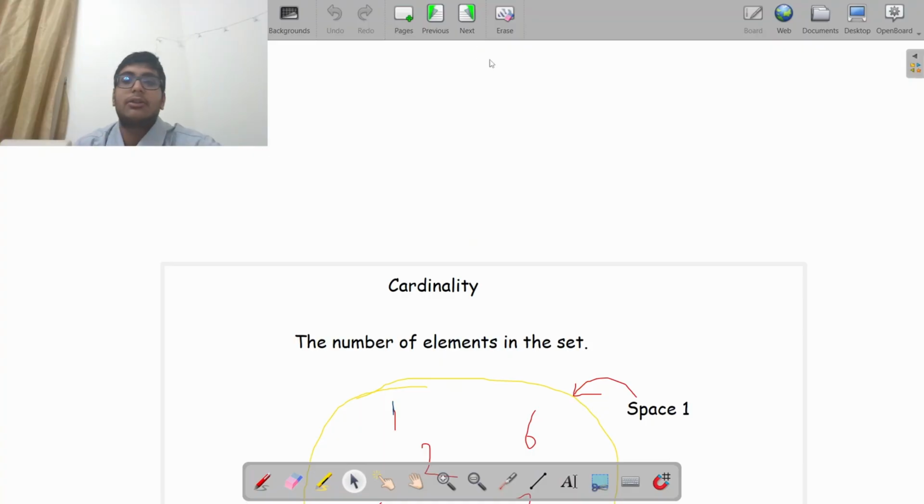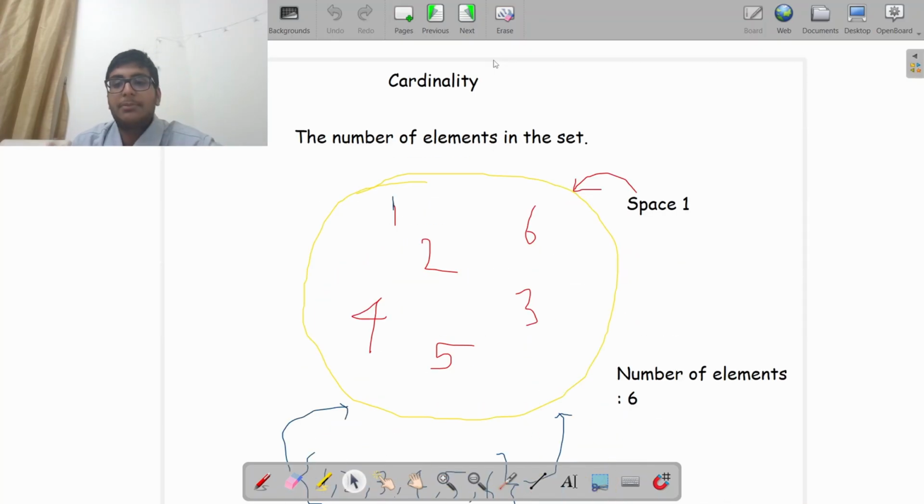Now, first let's talk about what's in the sets itself. The elements, of course. So over here we have the cardinality. So what is the cardinality? It's the number of elements in the set. Simple enough. Over here I have represented it as a space, and what you all should know is that a set can be equivalently considered as a space.